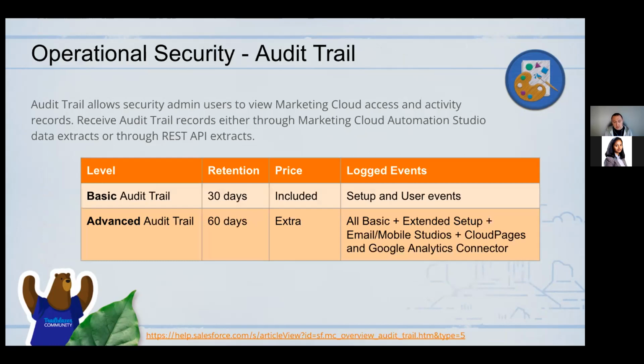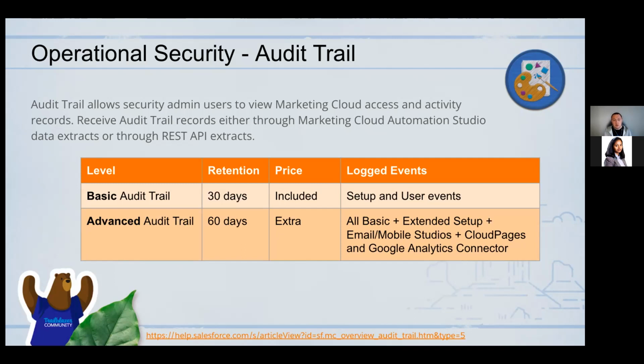And I believe the very last point for me to briefly touch on was the operational security. And again, it's the audit trail. It may seem like something that is not necessarily relevant to data security, but it is still significant because it provides you as administrator a way to keep track of what users are doing within the platform and monitor some of their behaviors. And you need to ensure that you understand that there are two different types. So there's a basic audit trail versus advanced. They're both accessed through Automation Studio and API. So you can do it one way or another.